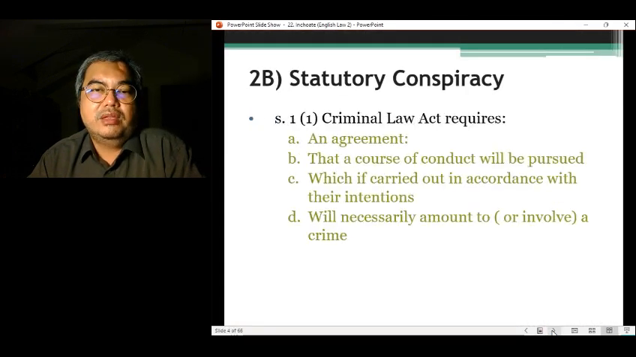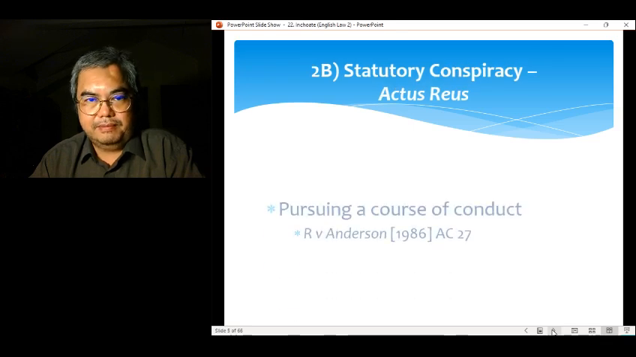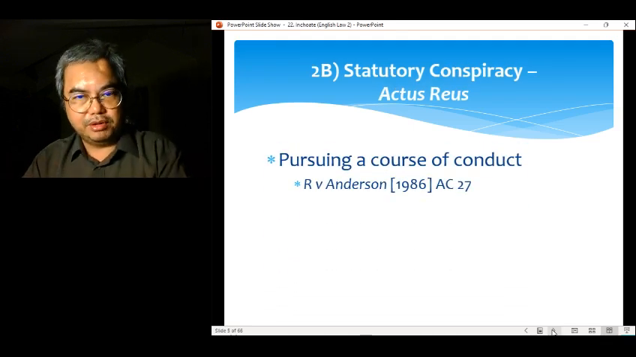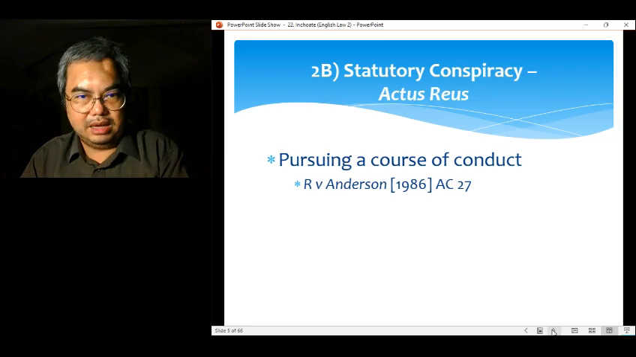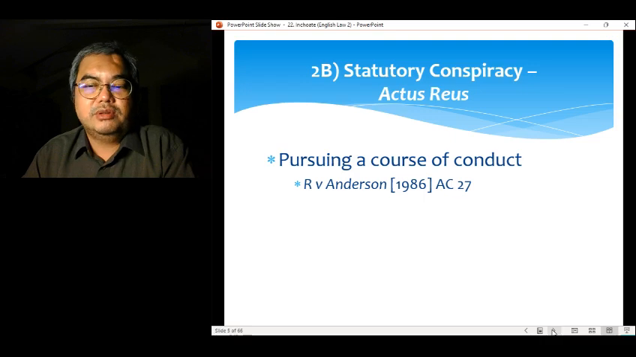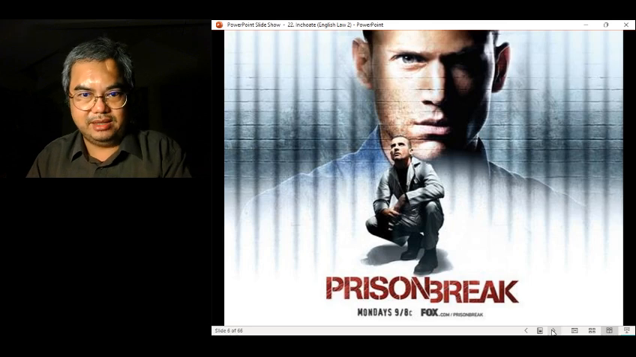So the first thing that we need to see is that there is an agreement, right? There is an agreement. And the agreement is to pursue a course of conduct. In the case of R v Anderson, this was a case where the conspiracy was basically an agreement to help somebody break out of the prison.